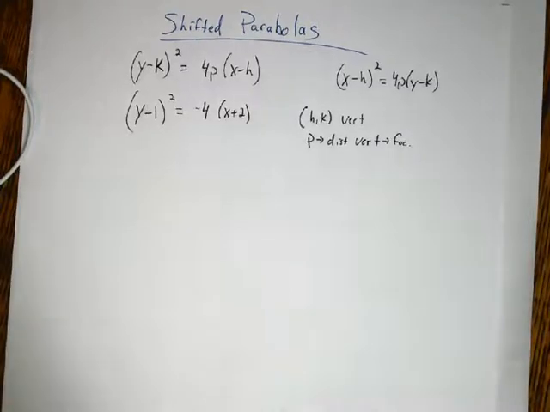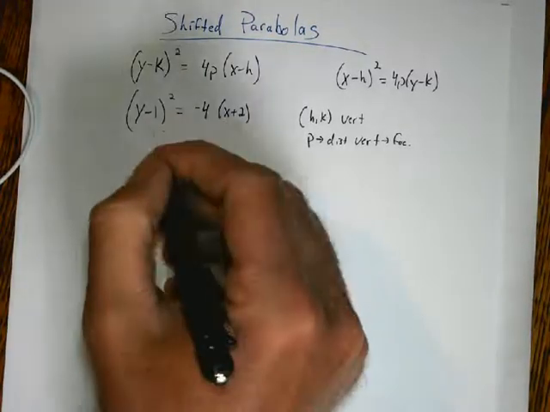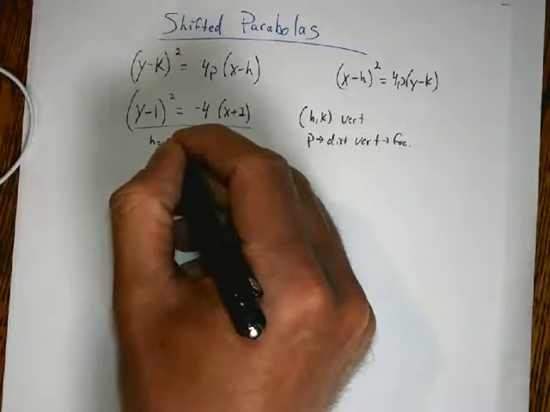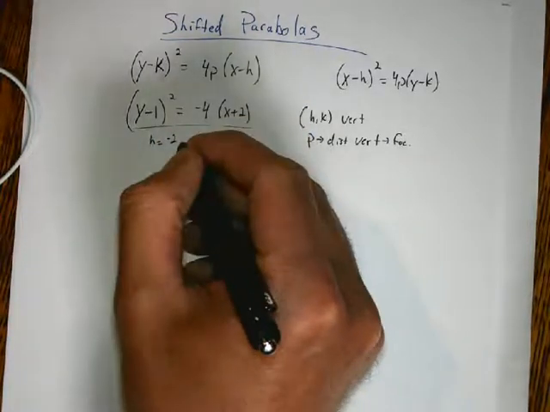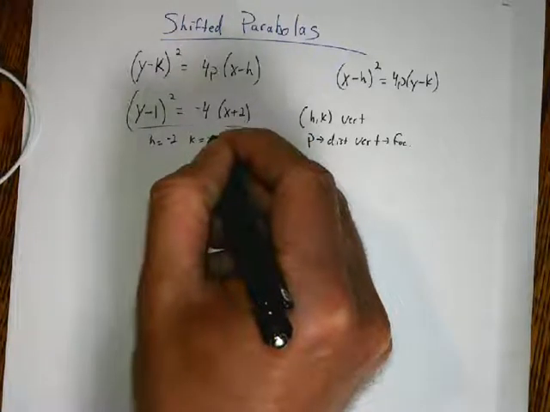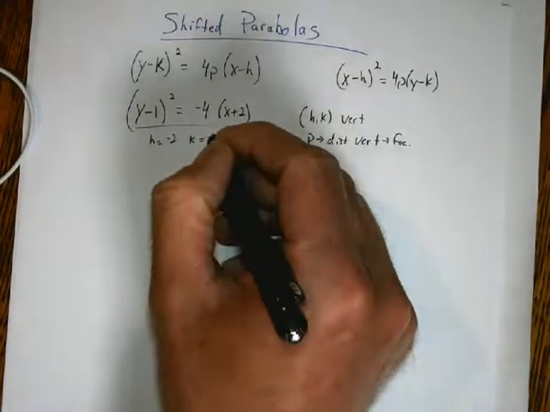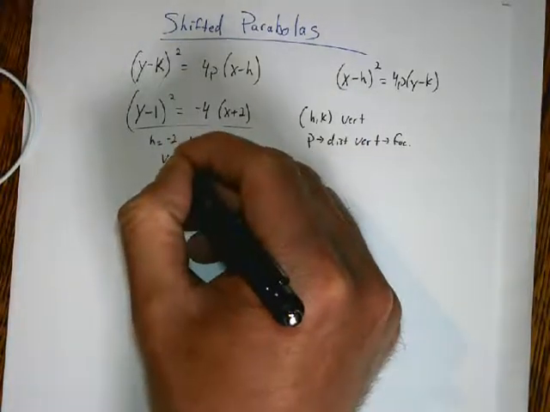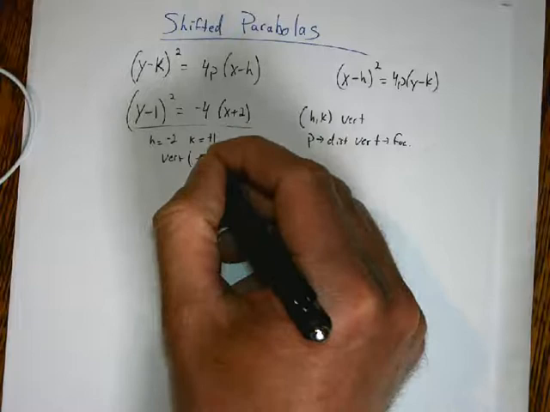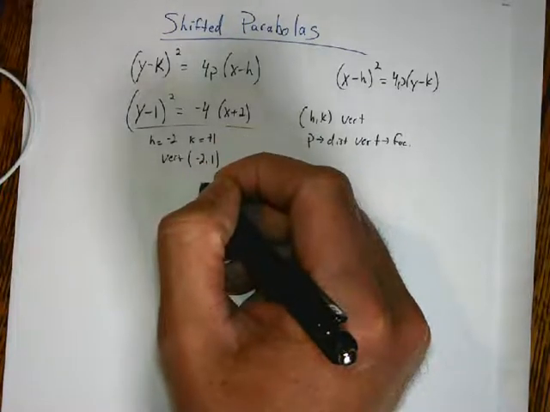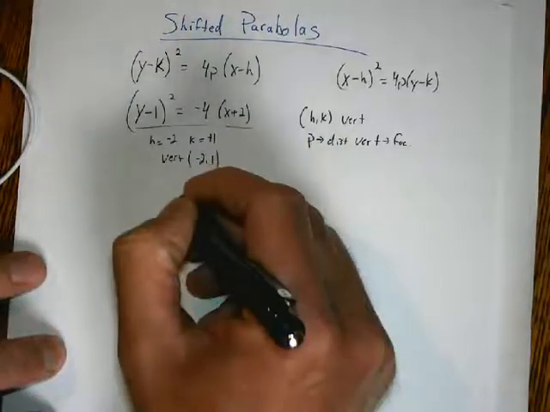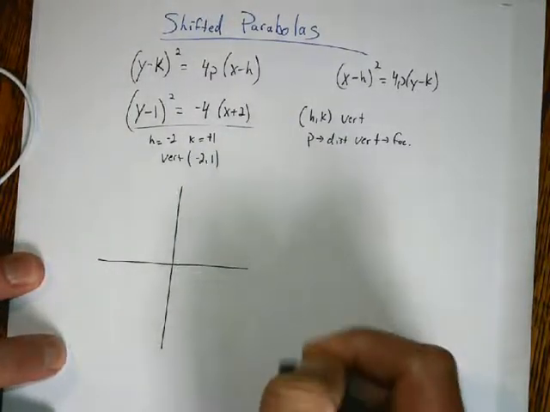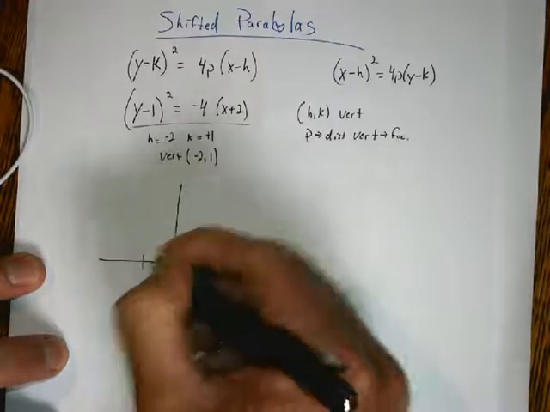So we go through the whole scenario like we did before. In our first example here, what I want to look at is that we have an h value of negative 2, because it's plus 2. And we have a k value of negative 1, I'm sorry, positive 1, excuse me. So our vertex would be at negative 2 and 1. Okay? So from there, I'm just going to do this to start. We know the vertex is at negative 2 and positive 1. I plot it there.